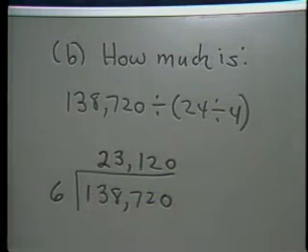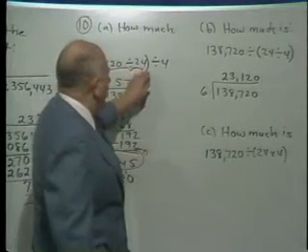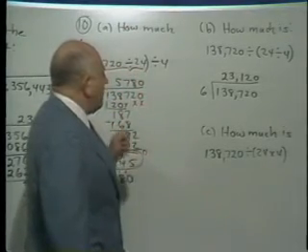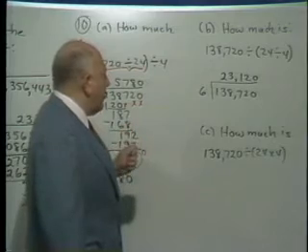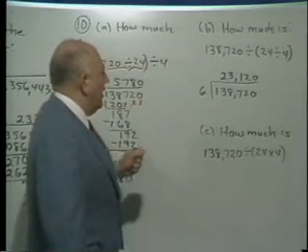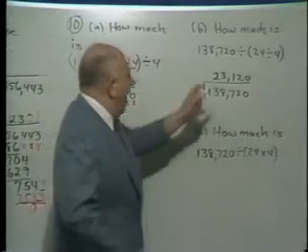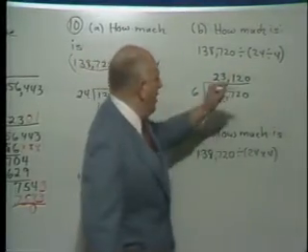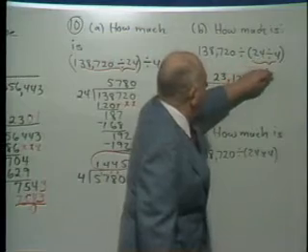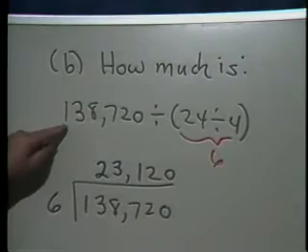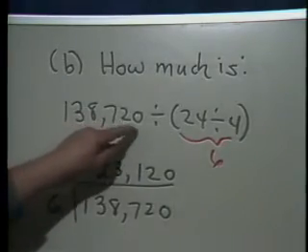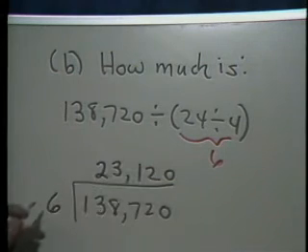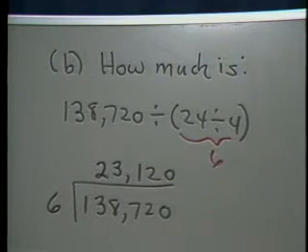Can you see that okay? Look at Part A and look at Part B, and notice that if I erase the parentheses, both of them read 138,720 divided by 24 divided by 4. But this time, what's inside the parentheses is 24 divided by 4. That has to be done first. That, of course, is 6. So this becomes what? 138,720 divided by 6. The 6 is the outside number in the long division form.